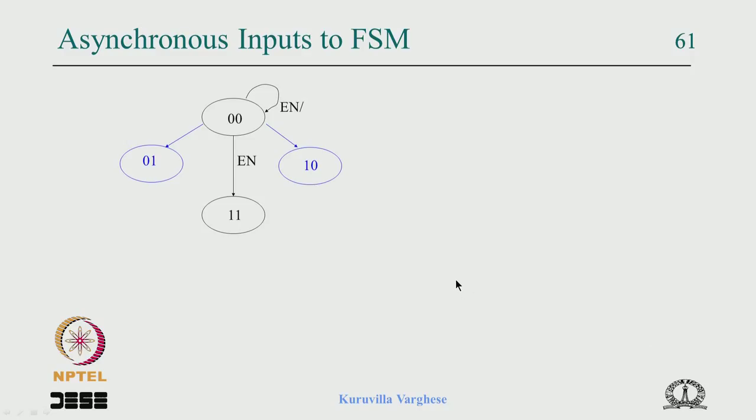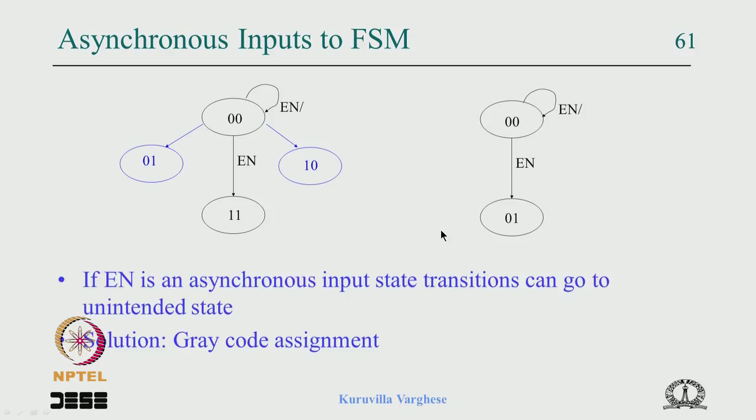So if you are not synchronizing, the solution is not to do such a kind of assignment. You should make it gray code so that only one of the flip flops changes. So even if there is a missed trigger, it doesn't matter, either it will remain 0-0 or it will transit to 0-1. So always do a go or no go, like enable bar remain there, enable go there, but this should be gray coded if you are using an asynchronous input.